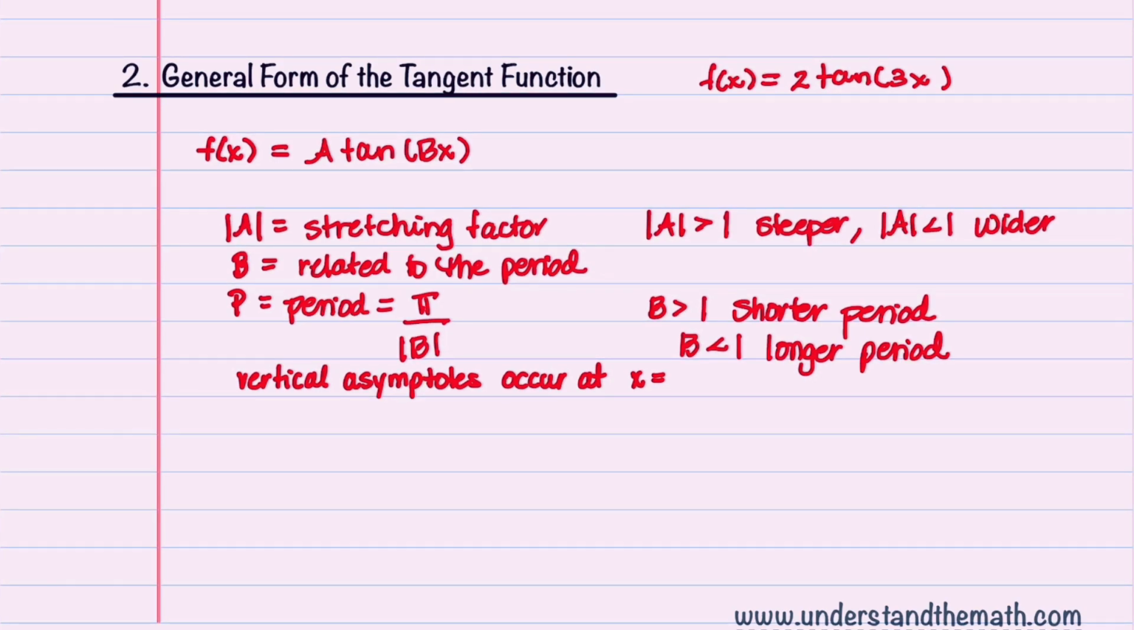For tangent x, our vertical asymptotes occur at x is equal to pi over 2 plus n pi. So that tells us for the general tangent function, our vertical asymptotes are going to occur at pi over 2 absolute b plus n times pi over absolute b.